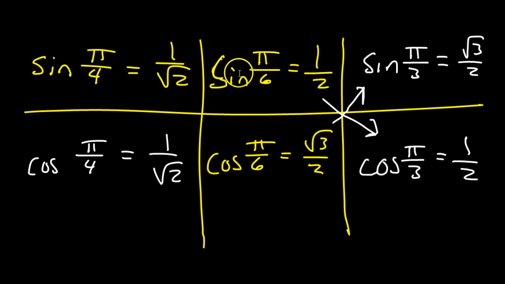Special angles are these angles right here. So pi over 4, pi over 6, pi over 3. Also, any multiple of pi over 2 will be special. We'll definitely use the unit circle for those. Anyway, let's see what's what.